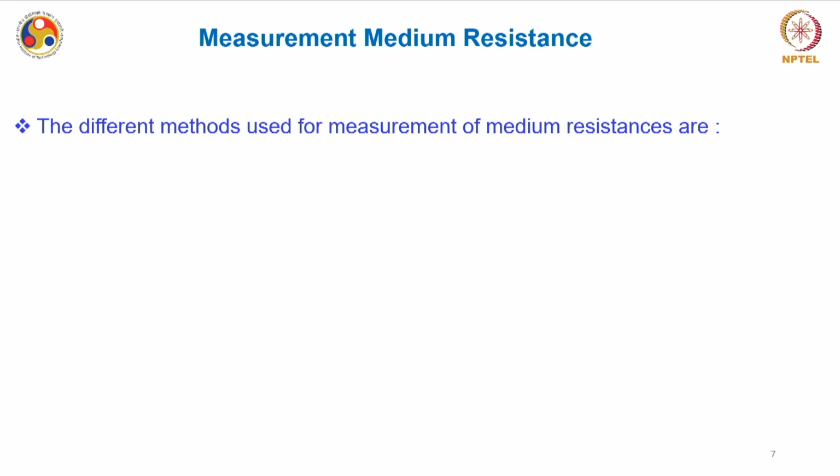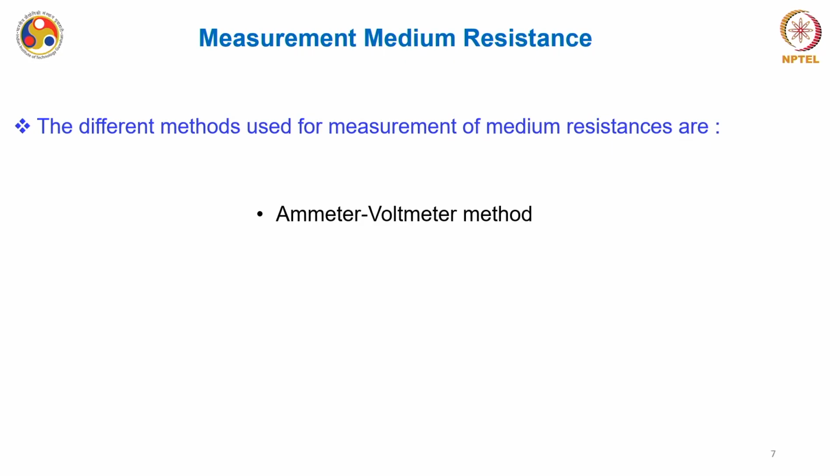There are various ways of measuring all these things, but we will start with the commonly available resistors that we encounter in our laboratories, the medium range resistances of the order of 1 ohm to 100 kilo ohm, which is more practical. We all have come across these resistors. There are various methods to measure these medium resistances in the laboratory.